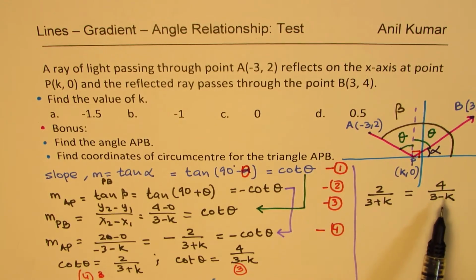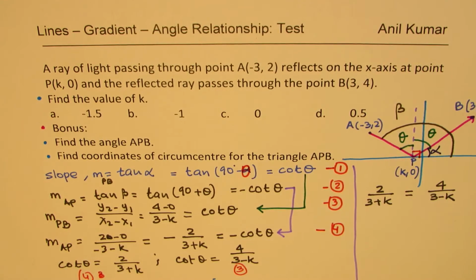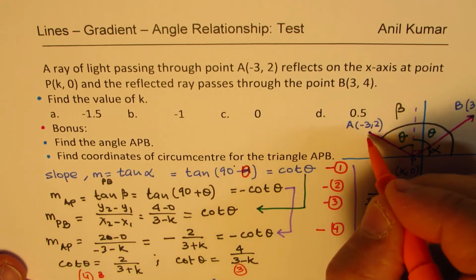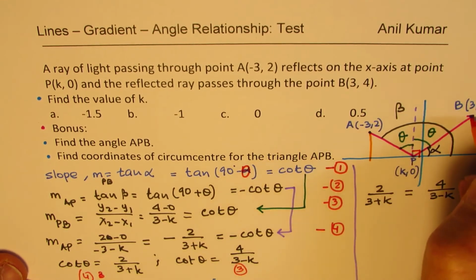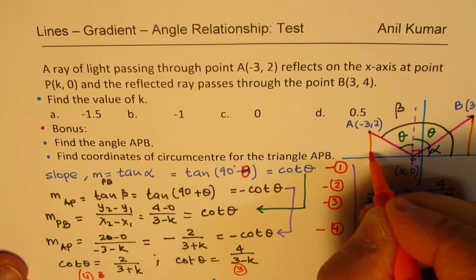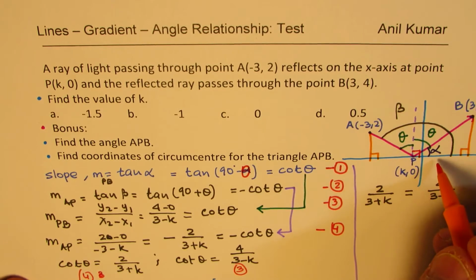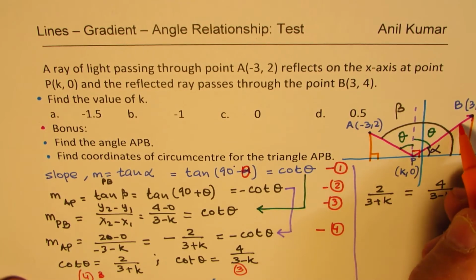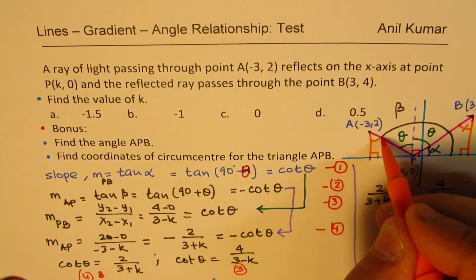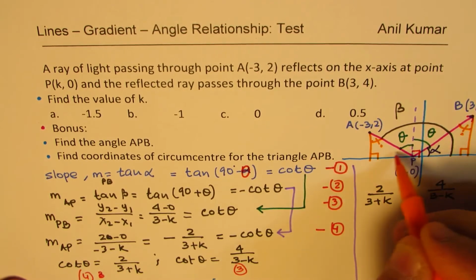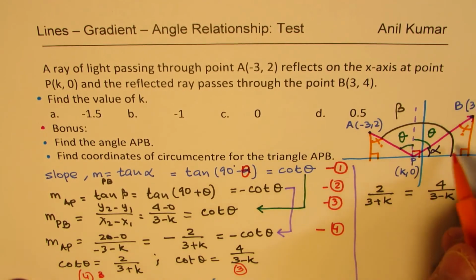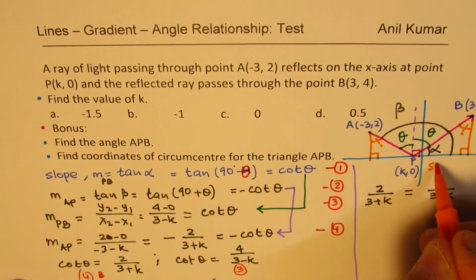Now at this stage, it is very interesting to note that if I drop a perpendicular from here, in that case, we have two right angle triangles. Is it okay? Where this angle is theta, so this is also theta, right? So from AA properties, these are also similar triangles. You see, these are similar triangles.